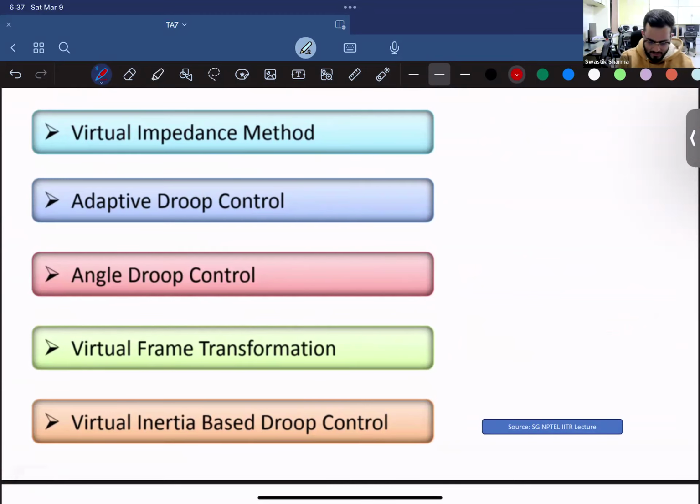So yes, this inefficiency happens because the R by X ratio is not very small. This causes the power to depend not only on frequency, but also on the voltage magnitude. So we introduce several new methods to advance our local control method, which is the droop control method. The first is called the virtual impedance method.